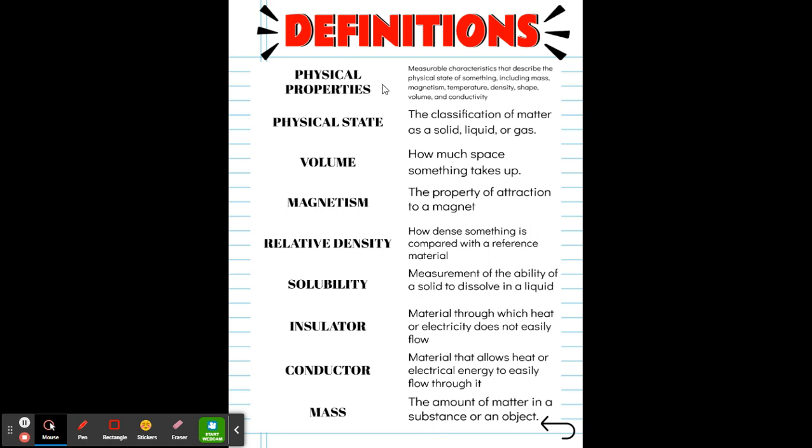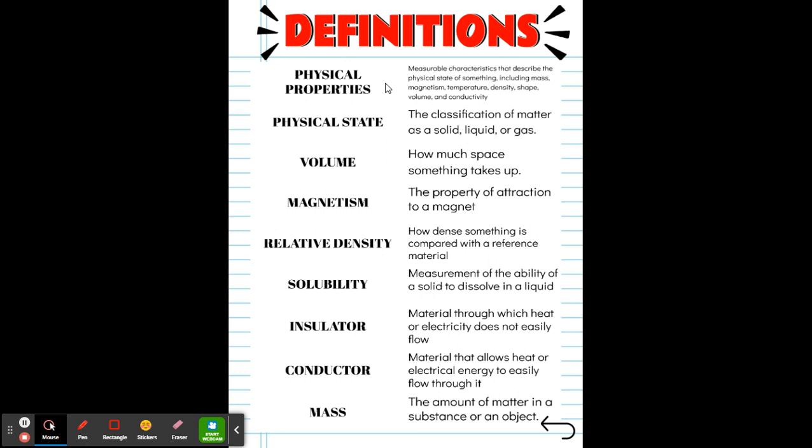Physical properties. These are measurable characteristics that describe the physical state of something, including mass, magnetism, temperature, density, shape, volume, and conductivity. Physical state is the classification of matter as a solid, liquid, or gas. Volume is how much space something takes up. Magnetism is the property of attraction to a magnet. Relative density is how dense something is compared with a reference material.